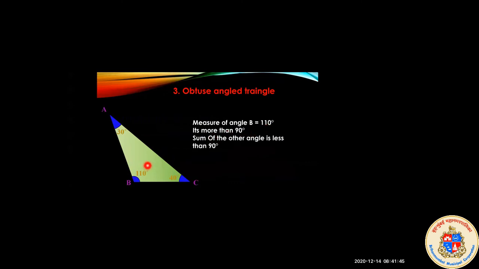It's more than 90 degrees. So the sum of the other angles is less than 90 degrees. Sum means when you add angle A and angle C, you will get 70 degrees. So it is less than 90 degrees. So when the sum of the other angles is less than 90 degrees, that triangle will be an obtuse angle triangle. When one angle is more than 90 degrees and the sum of the other two angles is less than 90 degrees, that triangle will be an obtuse angle triangle. Okay, so this is an obtuse angle triangle.